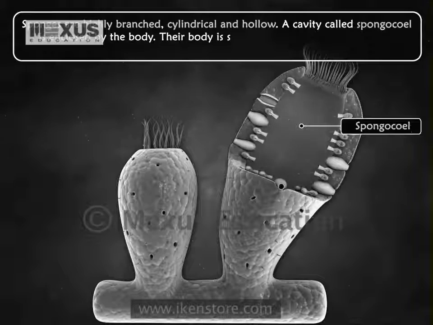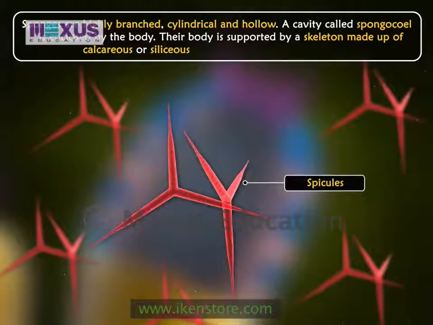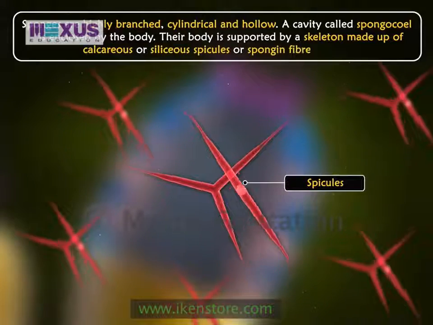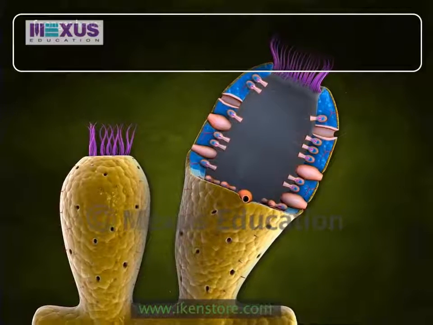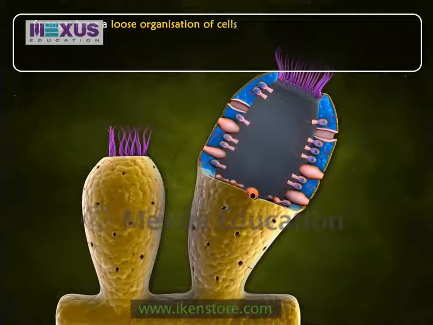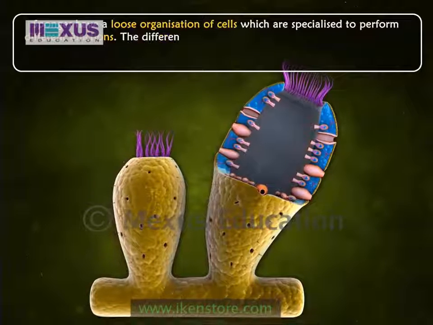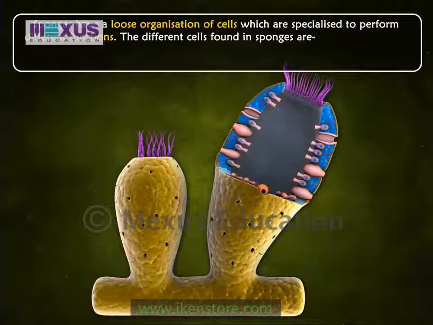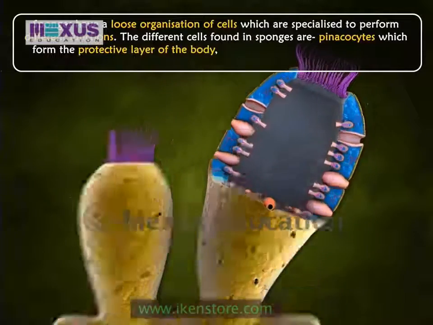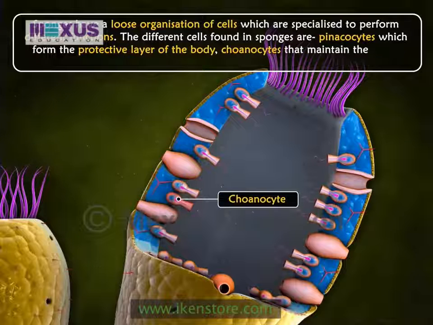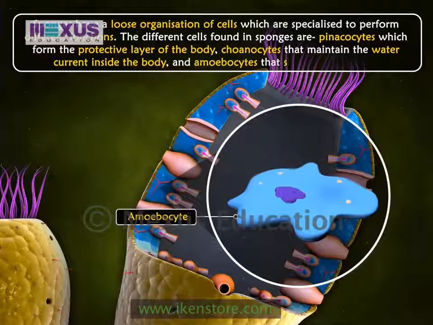Their body is supported by a skeleton made up of calcareous or siliceous spicules or spongin fibers. Sponges have a loose organization of cells which are specialized to perform different functions. The different cells found in sponges are pinacocytes, which form the protective layer of the body, choanocytes that maintain the water current inside the body, and amoebocytes which store reserved food.